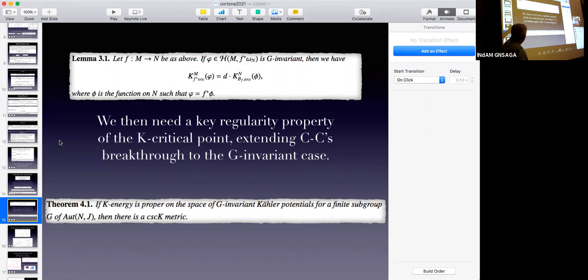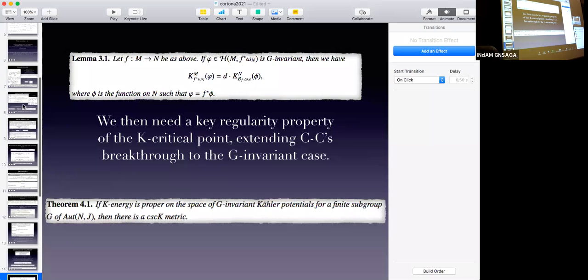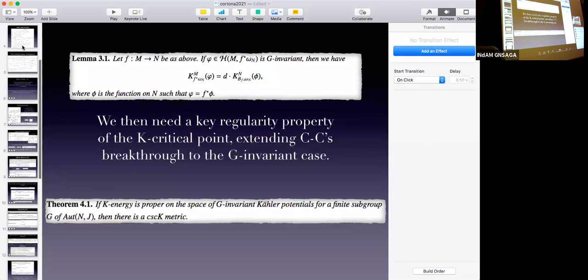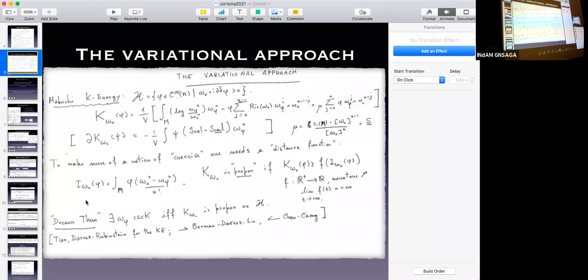And then the key point is to observe that the K energy is... remember the theorem I stated at the beginning. The theorem was here for the variational approach: the existence of the constant scalar curvature metric is equivalent to the properness.